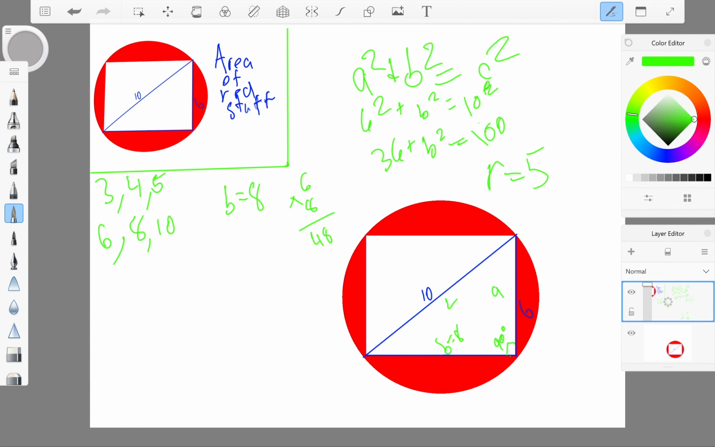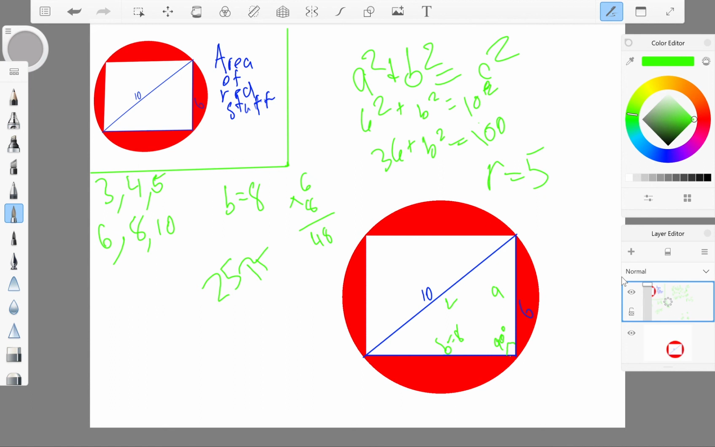Now we have to do 5 squared, pi r squared. So that's 25 pi. Now I don't want to multiply this out, which is why I'm not going to. It's not very hard, I just simply don't feel like doing it. So 25 multiplied by 3.14. If you did it at home, you should have gotten 78.5. Perfect.